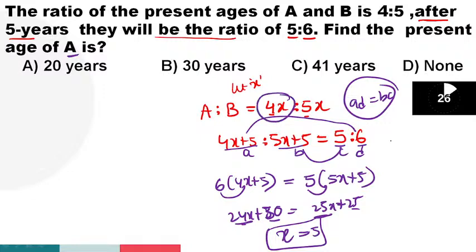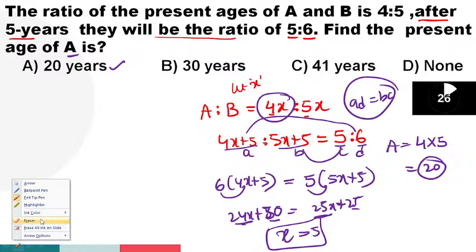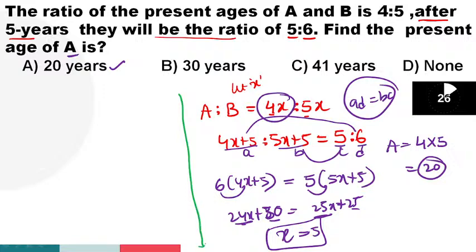So we have to find out the present age of A. A is how many parts here? 4x. That is equal to 4 into the x value, which is 5. 4 5s are 20. So which option is the right answer? Option 1 is the right answer. So this is the basic method. Any doubts regarding the basic method? All of you, please respond in the chat box. Yes, very good. Excellent, Andy. 20 years.